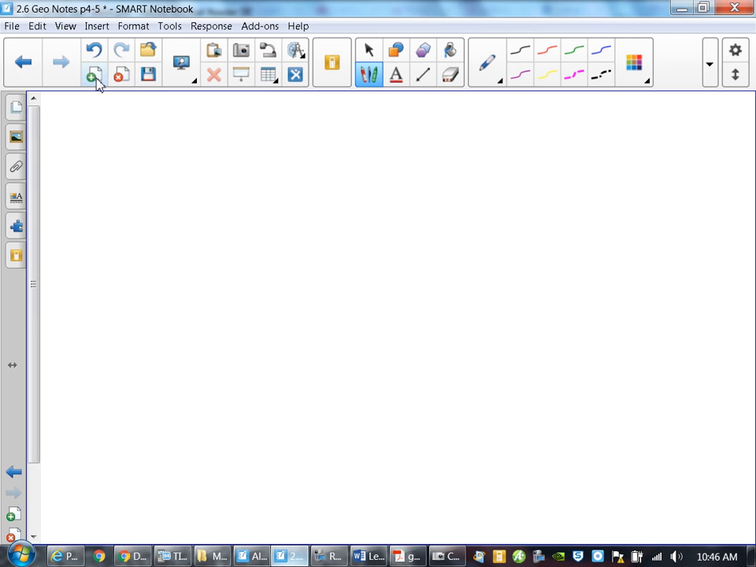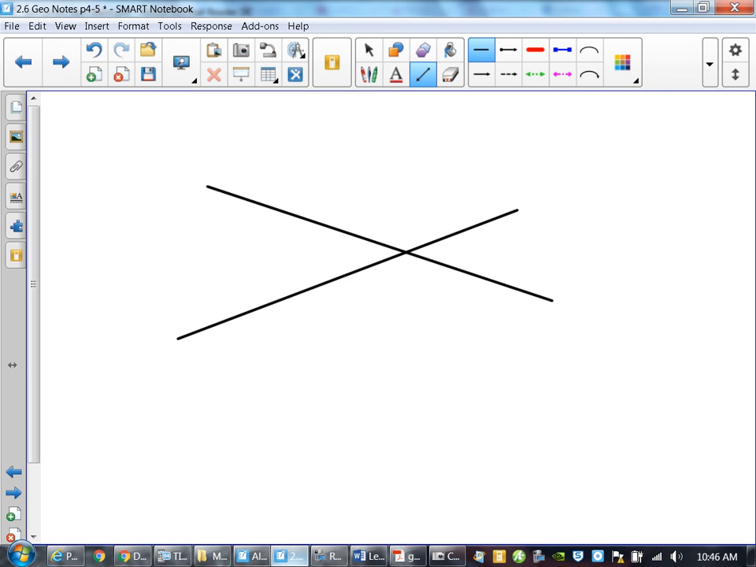Remember, vertical angles are the ones when lines cross. Whenever two lines cross, two segments cross, how many angles are formed? 4. No matter what, you're always going to get 4 angles.